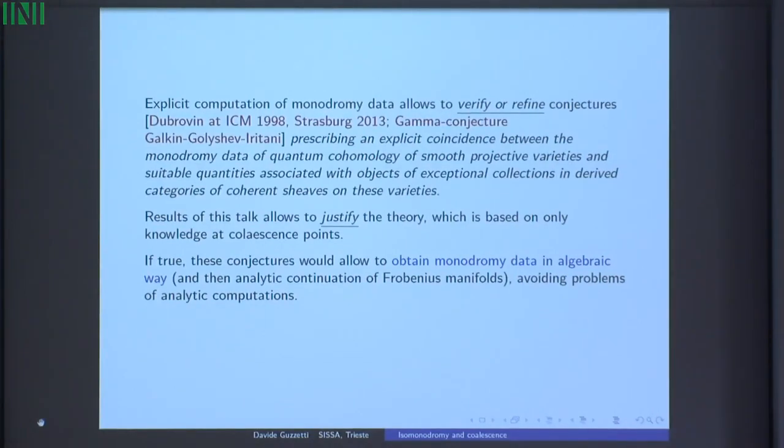So in the case of Grassmannians, the results I have just presented justify the computations of monodromy data starting from a coalescence point. This justifies the fact that these are actually the data which are locally valid, and then you can extend them by analytic continuation. And using this data, we could prove actually that the conjectures are true.